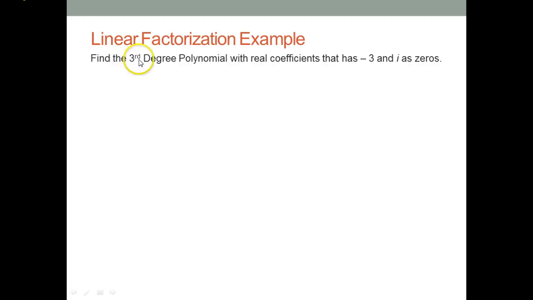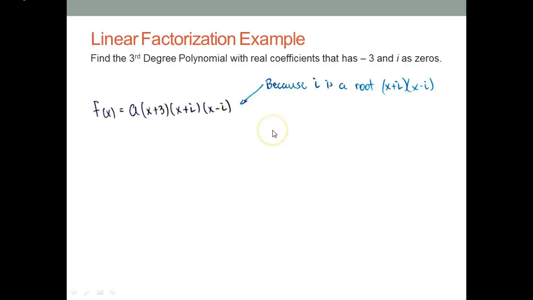So here's a question. Find the 3rd degree polynomial with real coefficients that has -3 and i as zeros. All right. I have a coefficient I don't know anything about. And then I have x plus 3 as my first term. Why? If I put in -3 to my first term, -3 plus 3 is 0. Any imaginary number comes in conjugate pairs, which leads to x plus i and x minus i. All right, this is great. Because i is a root, again, I'm just reiterating, I have x plus i and x minus i. When I FOIL those, it goes to x squared plus 1.